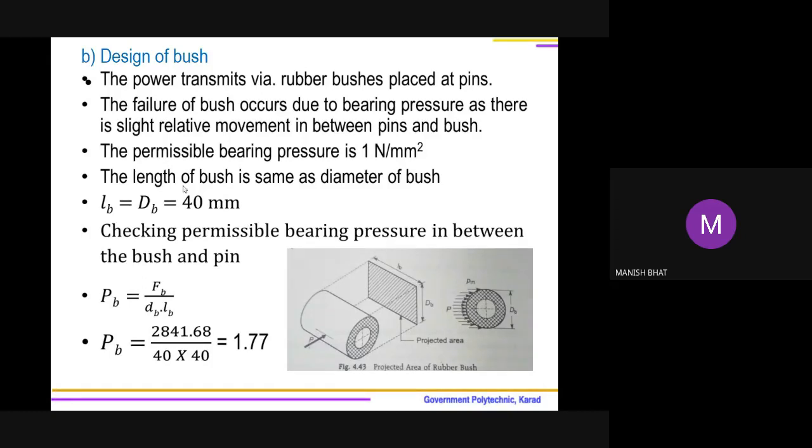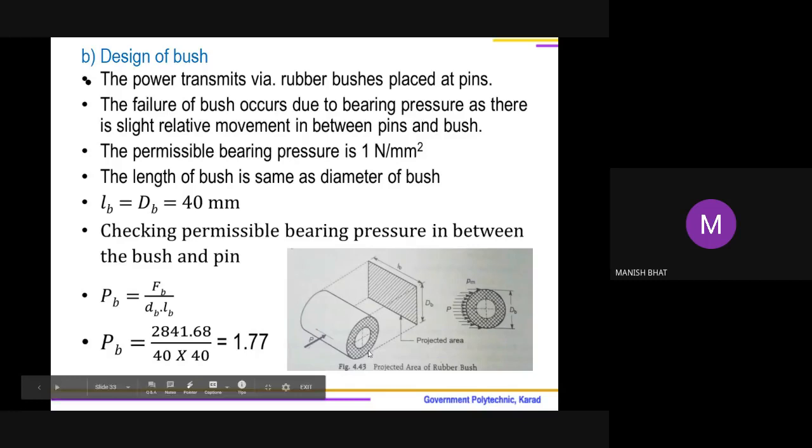Actually, bearing pressure will be working over this half cylindrical area, but we will be simplifying it by projecting it on a plane passing through the axis. See, in this particular diagram, your concept of projected area will be clarified. Actually, the area is this half cylindrical area. This half cylindrical area is made planar, correct? So it is projected on a plane.